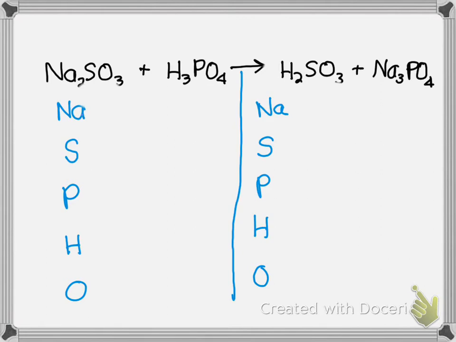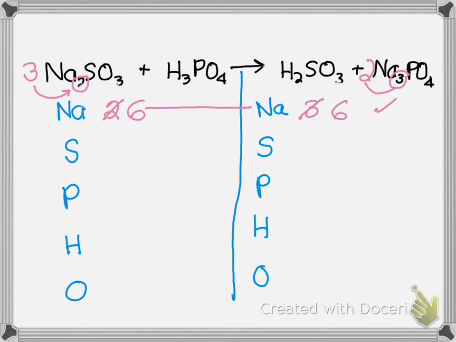I start with sodium. There's a 2 here, so I have 2 sodium, and there's a 3 here, so I have 3 sodium. I compare, they're not the same, so 6 would be the first one in common. I put a 3 here, that's 3 times 2, so that's 6, and I would put a 2 here, that's 2 times 3, and that's 6. So now I'm balanced, check.